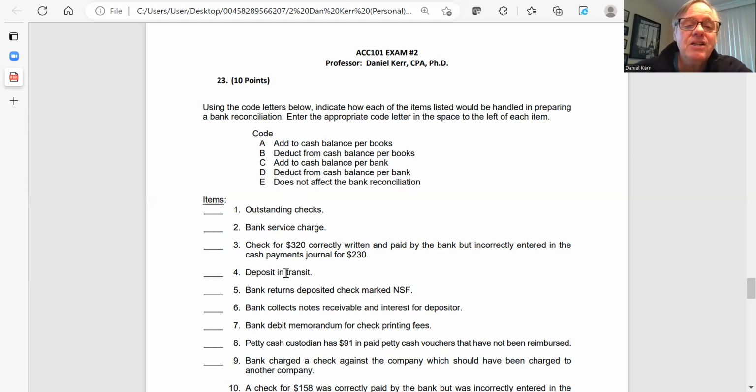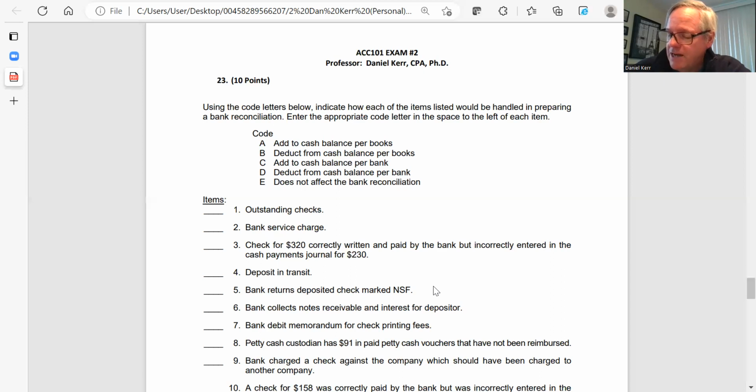Number 4, deposit in transit. That means I've made a deposit. I've shown it in my books, but it doesn't show up on the bank statement. So a deposit in transit is an addition to the balance per the bank statement. So 4 is C. Number 5, bank returned deposited check marked insufficient funds. That means that I deposited a check and it bounced, which means the bank is going to deduct that out of my account.